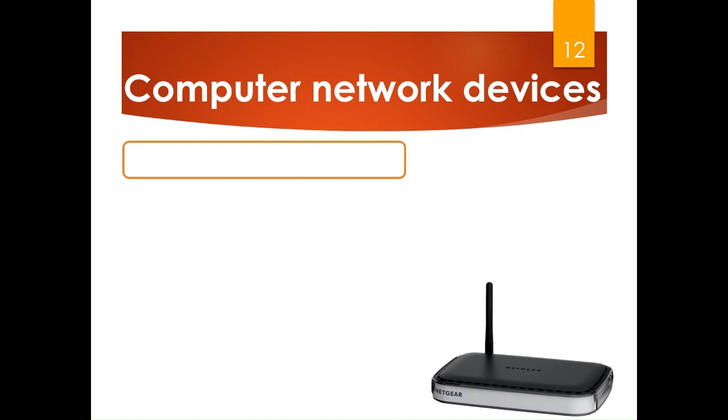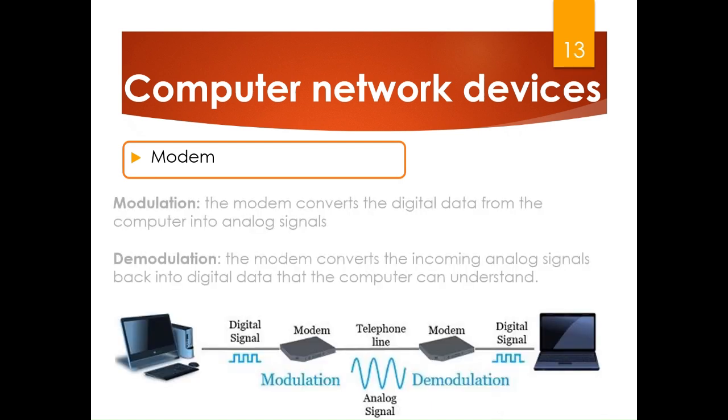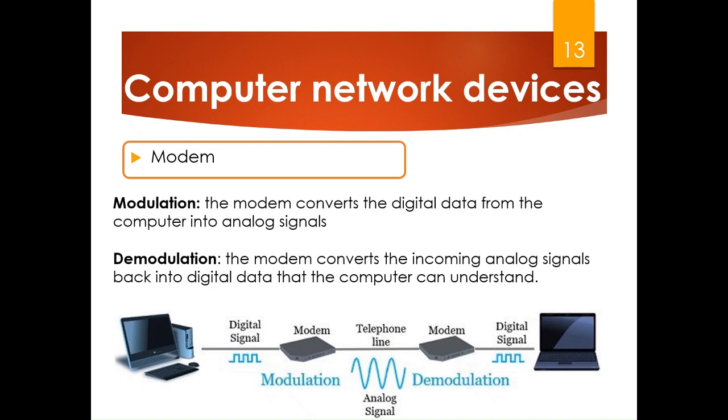A modem is the device that converts signals from your computer to a format that can traverse telephone lines and back again. Its full name is modulator demodulator. It converts the digital data from your computer into analog signals to travel through telephone lines. We call it modulation. It then converts incoming analog signals back into digital data for your computer. It is demodulation. Today, most routers have built-in modems, especially in home networks.